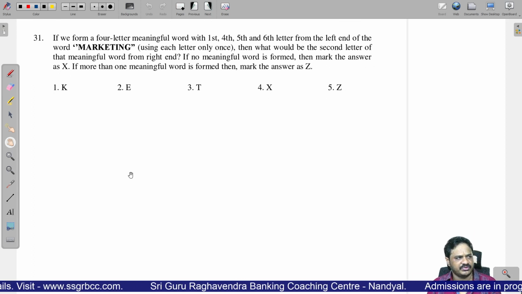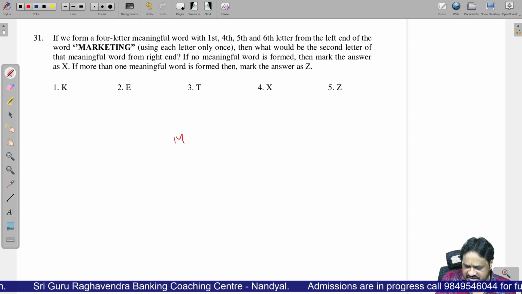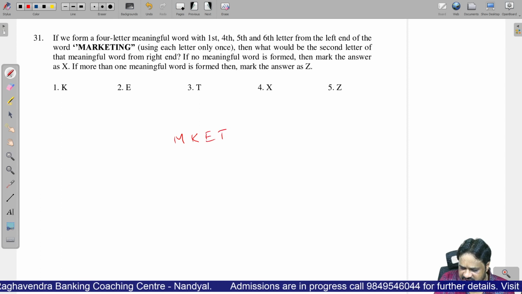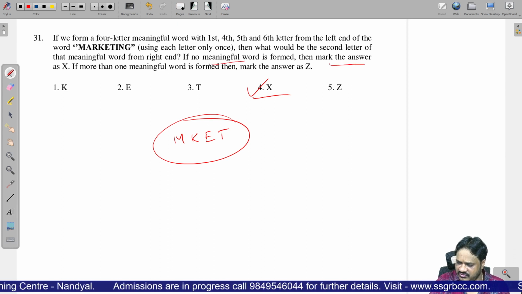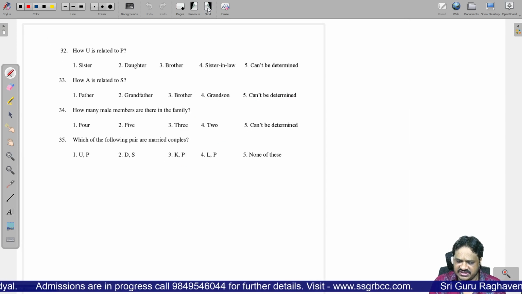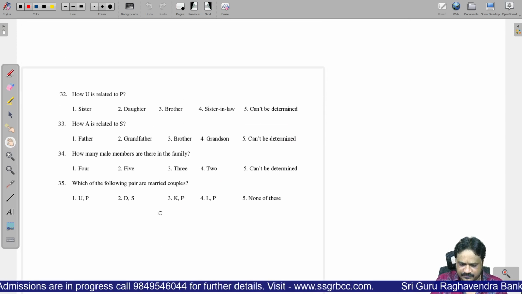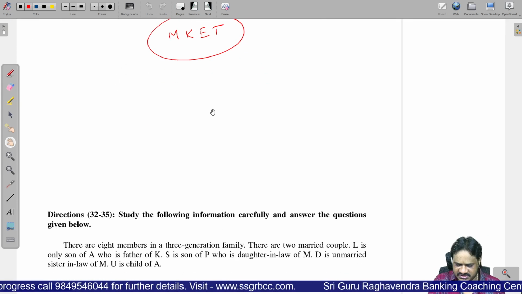If we form a meaningful 4-letter word with first, fourth, fifth, sixth letters. First letter means M, fourth letter K, fifth letter E and 6. MKET, we don't get any meaningful word. So if no meaningful word, your answer is X. So X is our answer. Let us see the next question.